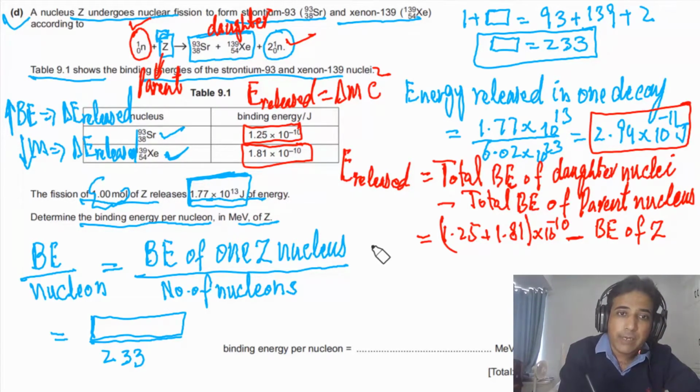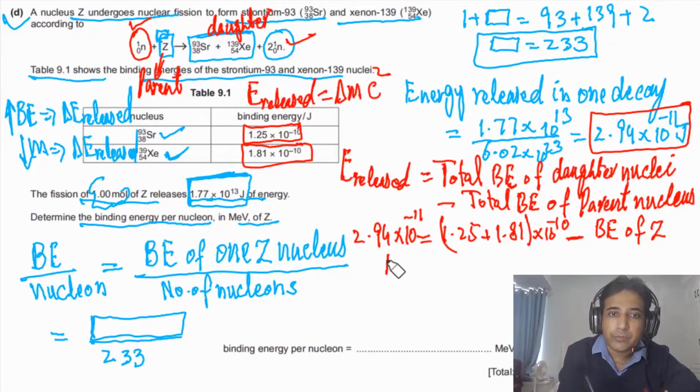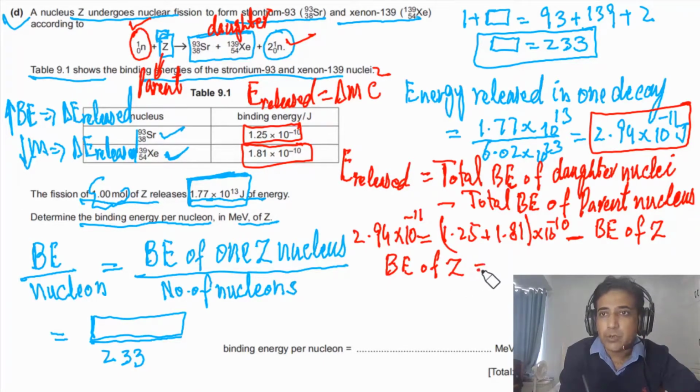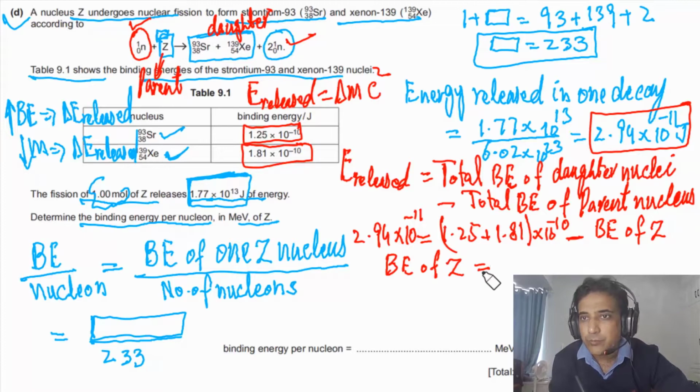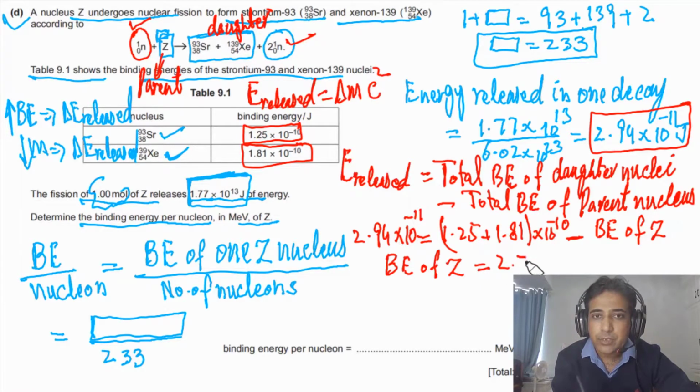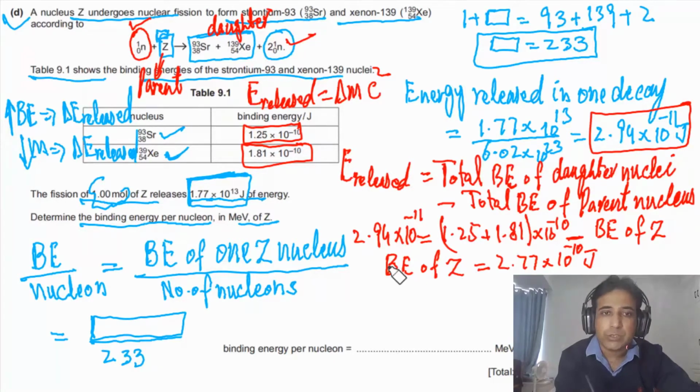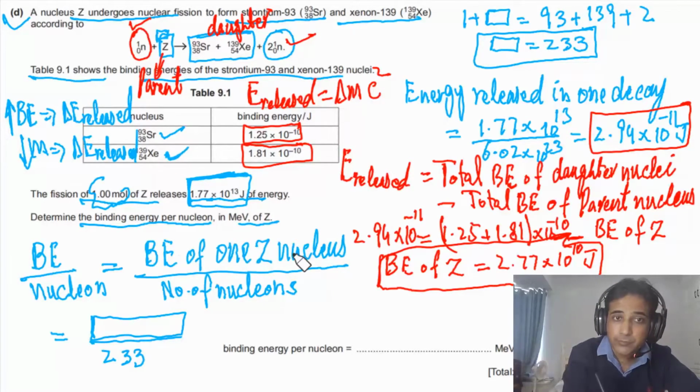The energy released we already have: 2.94 times 10 to the minus 11. So we can find the binding energy of C. If we solve this, we will get the binding energy of C, which is 2.77 times 10 to the minus 10 joule. So this is the binding energy of one Z nucleus.